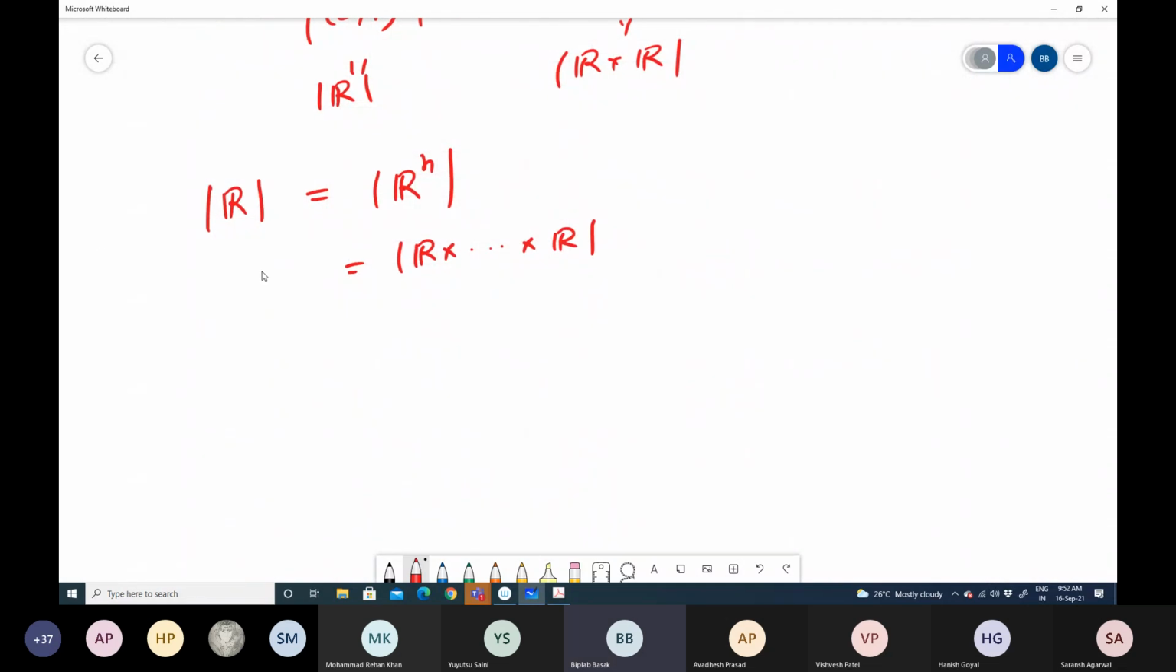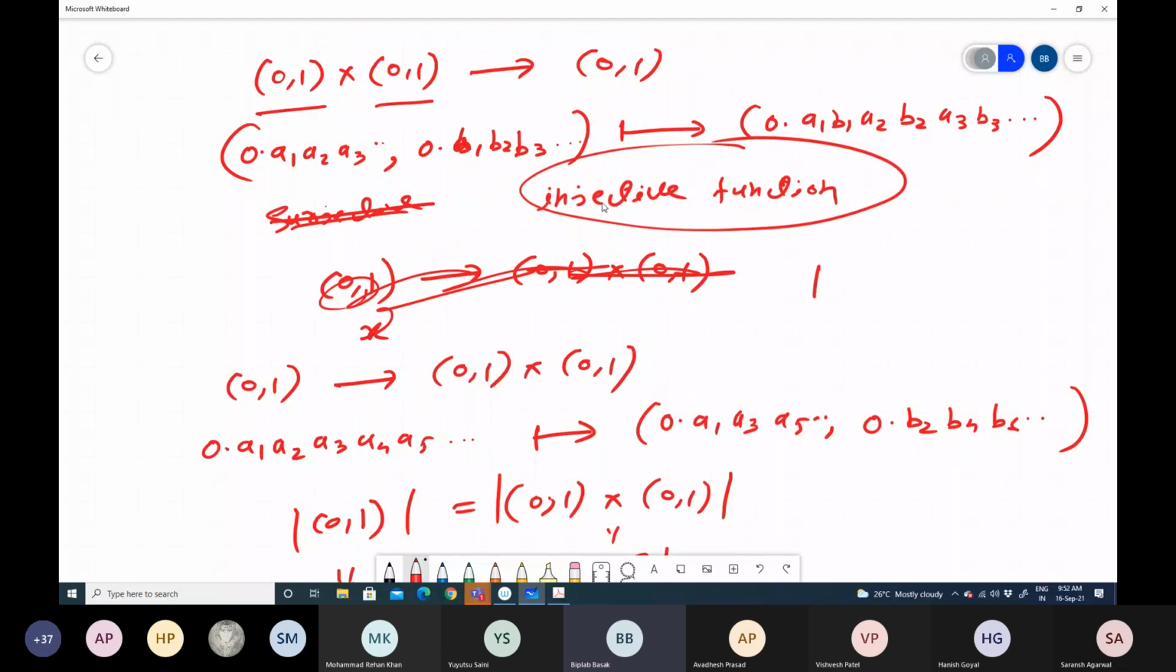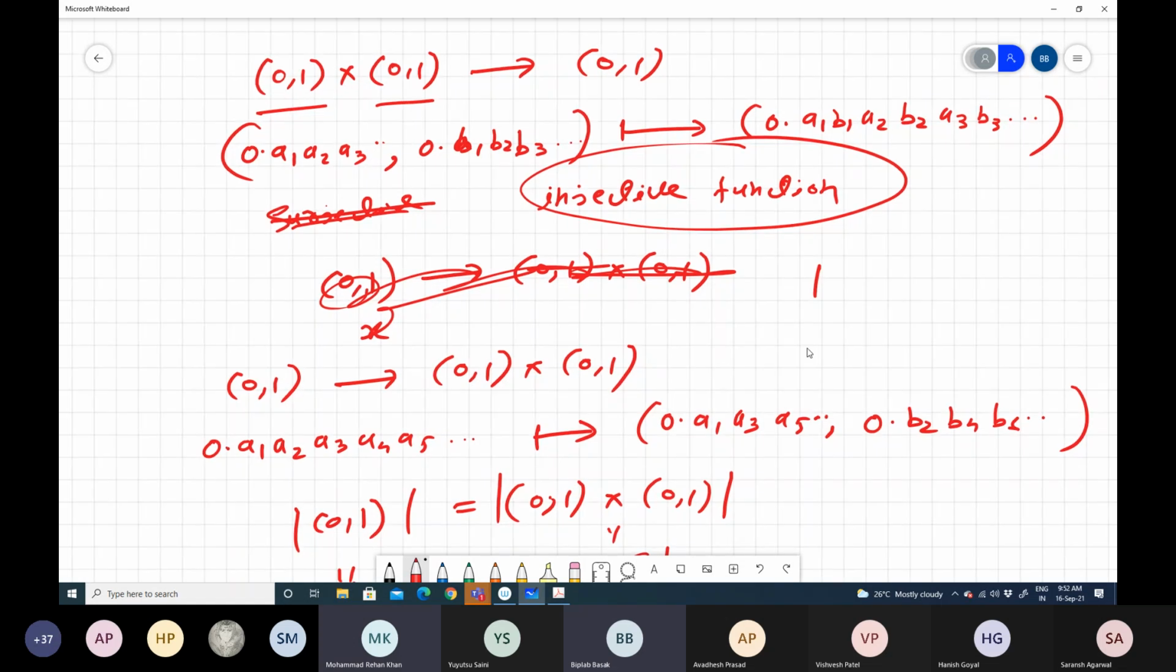Okay, but you can use that fact. You can use the fact that the cardinality of R is the same as that of the finite product of R. That is the idea. So how to prove it? From (0,1) plus (0,1) to (0,1), you can get this map and prove that this is a bijective function.